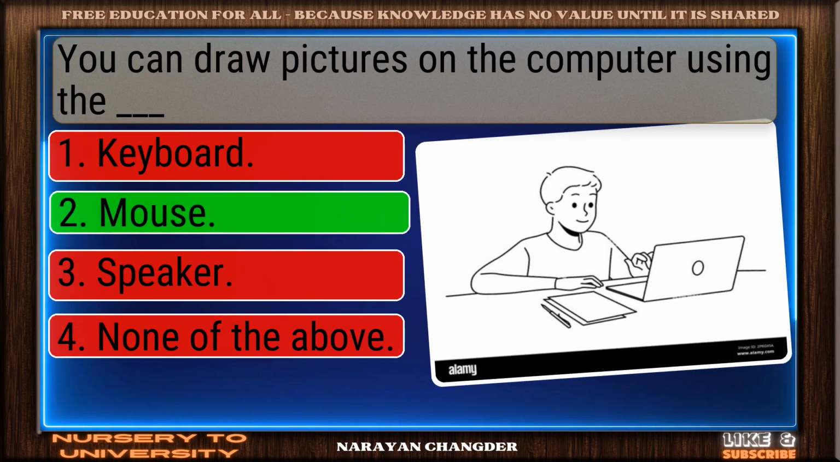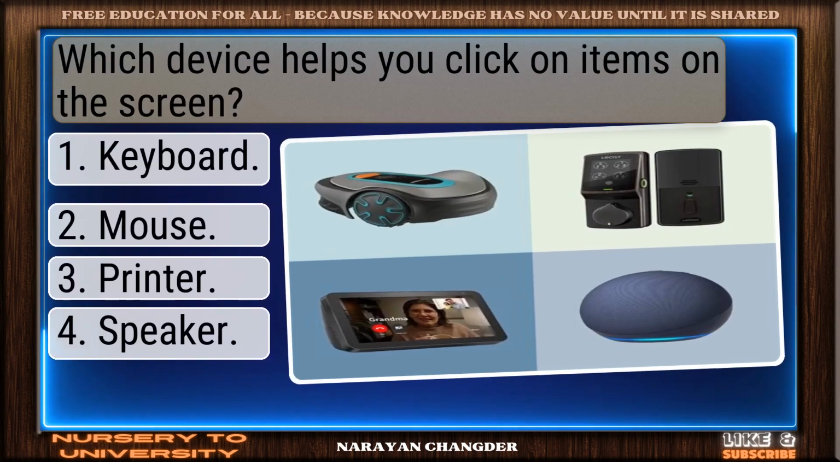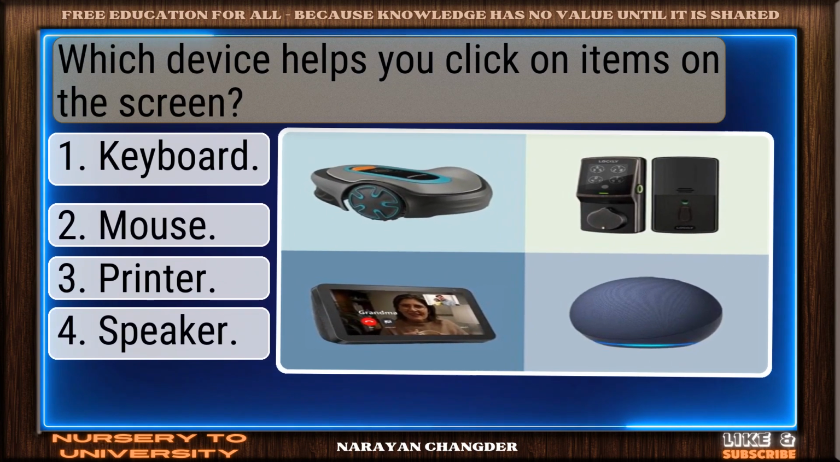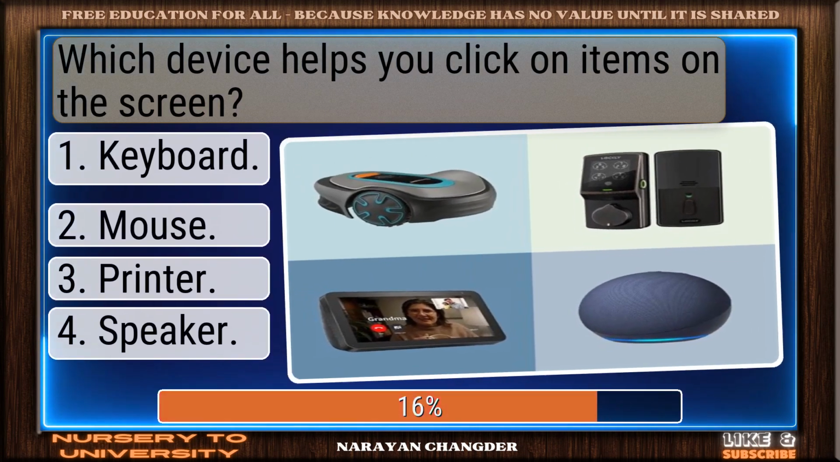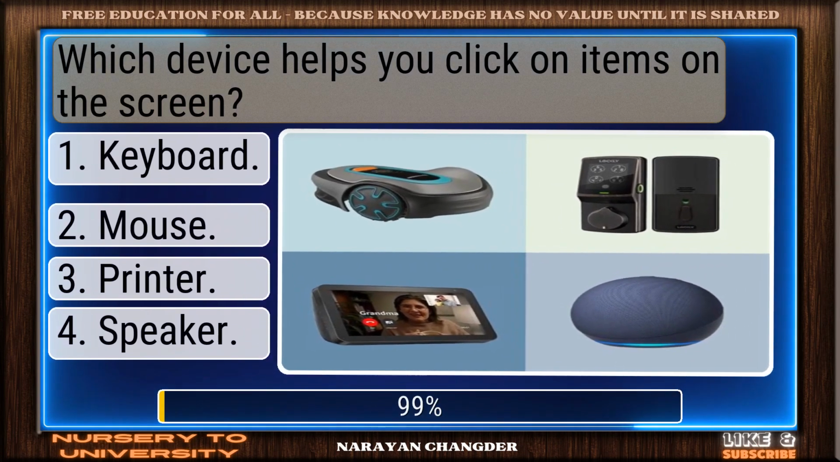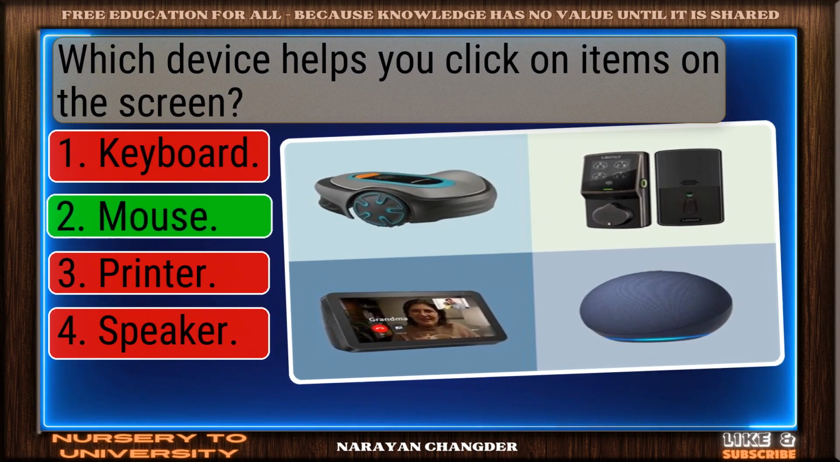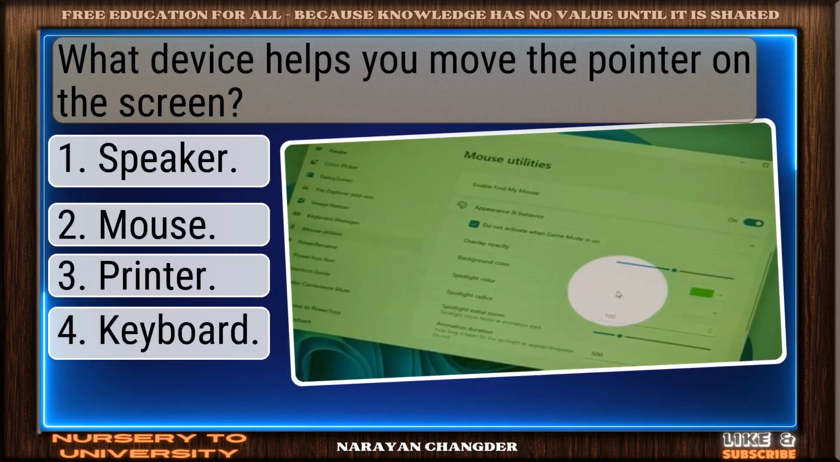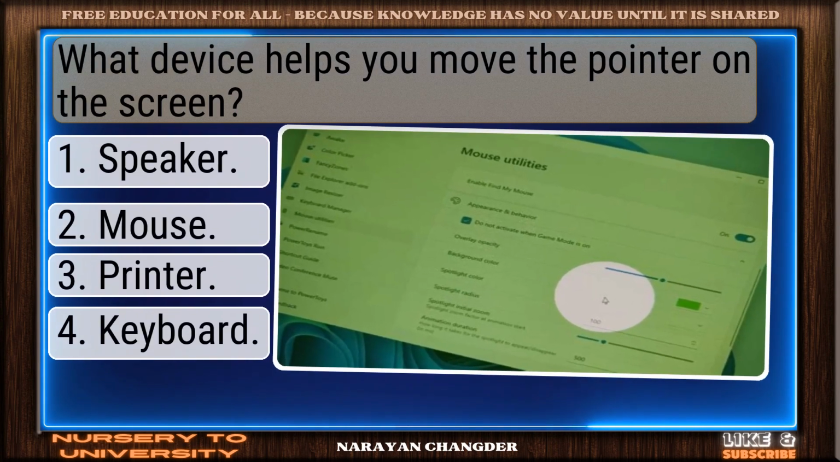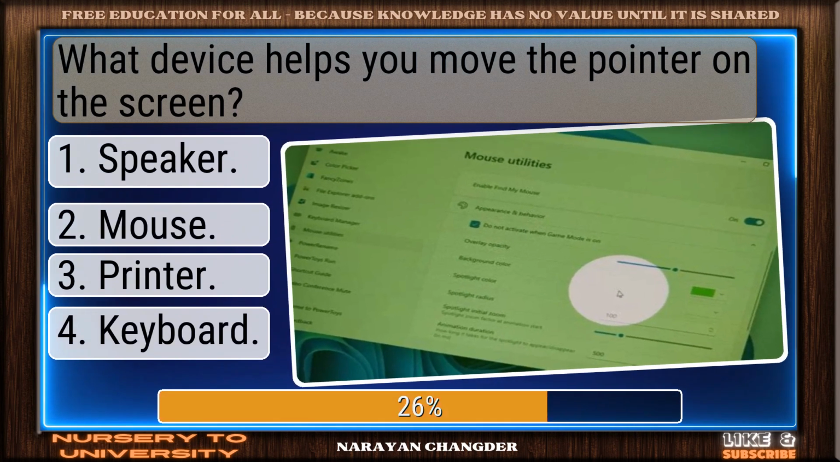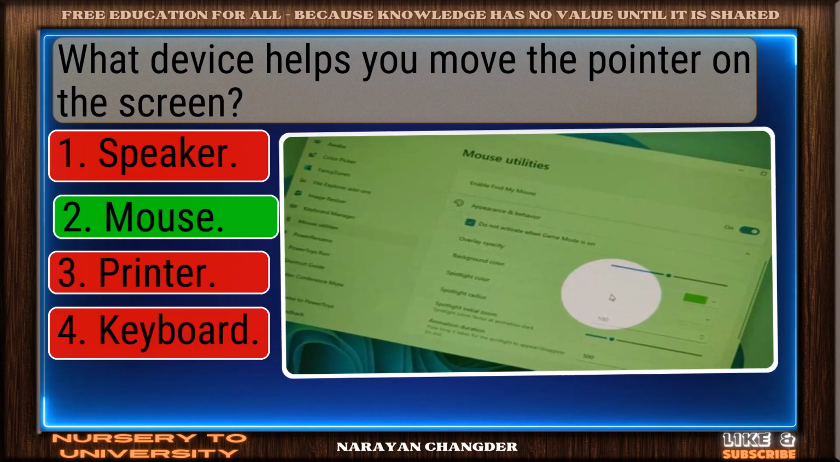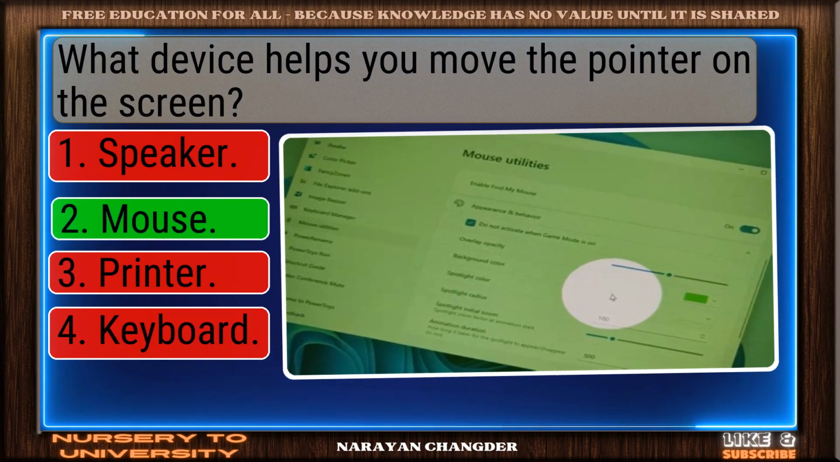Right choice. Mouse is best. Which device helps you click on items on the screen? Well picked. Mouse is correct. What device helps you move the pointer on the screen? Good thinking. Mouse is right.